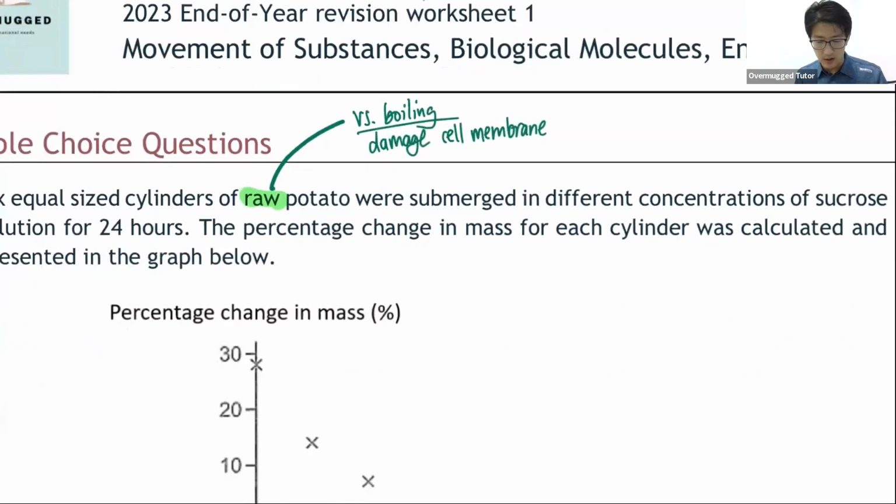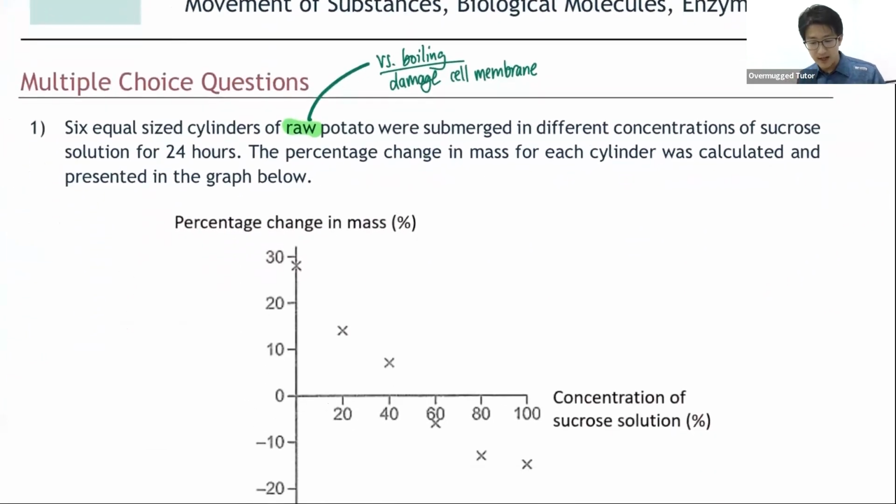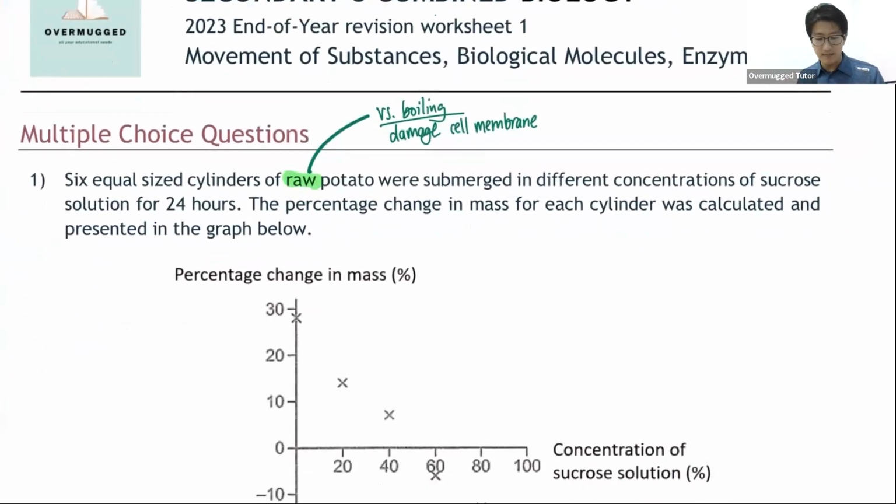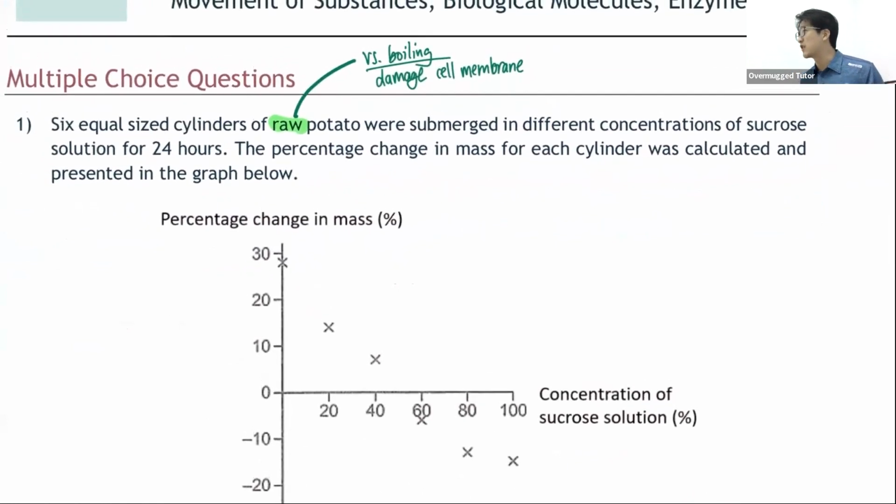So let's get the experiment going. I have 6 of them. I submerge them in different concentrations of sucrose solution. This is sucrose solution. But Destiny, you said osmosis. Why is it not the diffusion of sucrose then? Why do you want to look at osmosis of water and not the diffusion of sucrose?